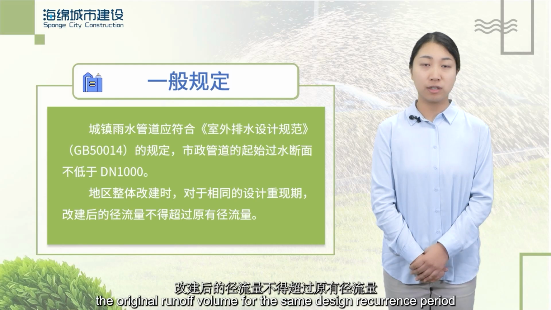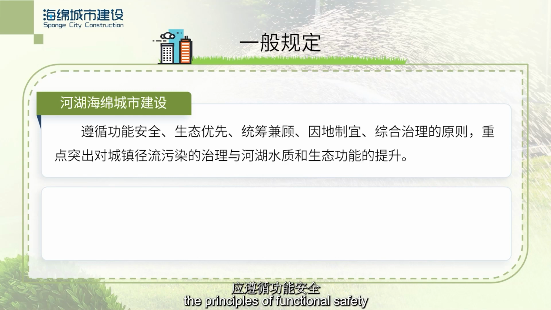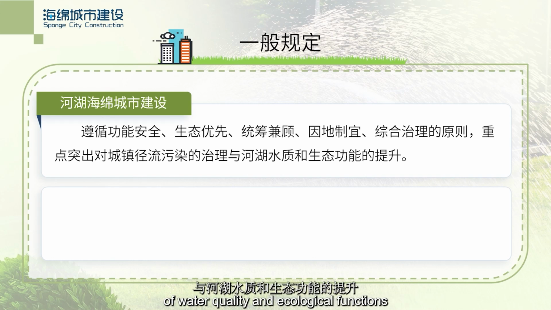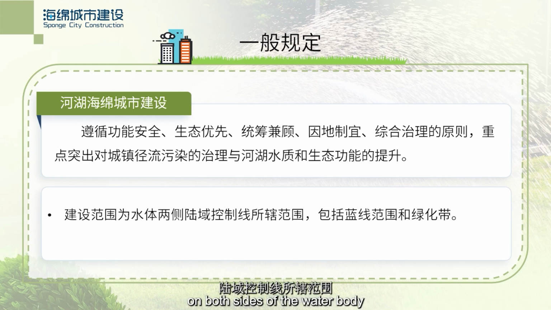design recurrence period. The sponge city construction of rivers and lakes should follow the principles of functional safety, ecological priority, comprehensive planning, local suitability, and integrated management. It should emphasize urban runoff pollution control and the improvement of water quality and ecological functions, and comply with the following provisions. The construction area includes the land control line on both sides of the water body, covering the blue line and the green belt.